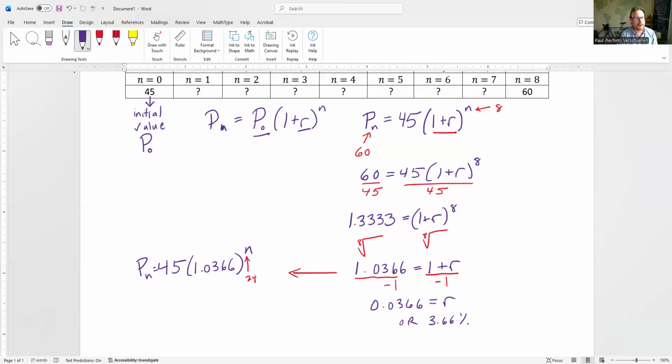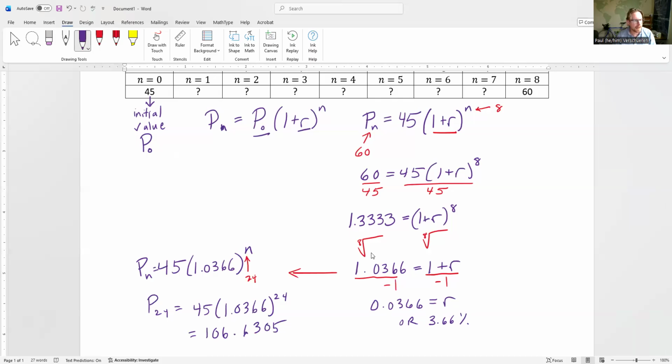So plugging 24 in right there, this becomes P of 24 equals 45 times 1.0366 to the power of 24. Now, this is why rounding is so important in this, or rounding to more places than usual. It's because something to the 24th power, that's a lot of multiplication. So I'm going to enter that exactly as we see it on the screen. 45 times 1.0366 to the power of 24. And that gives me 106.6305.